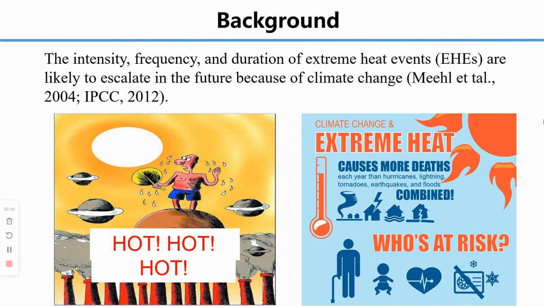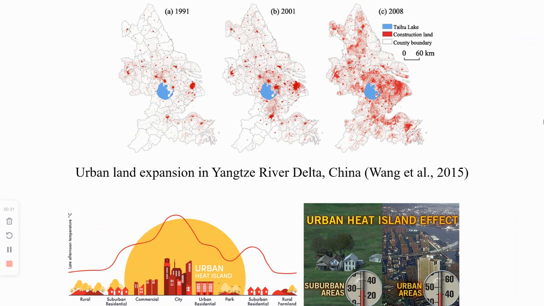There is growing evidence that the intensity, frequency, and duration of extreme heat events are likely to increase in the future because of global warming. At the same time, China has experienced rapid economic development and a rapid increase of urban population and urban land areas. So this figure shows urban land expansion in Yangtze River Delta in the past. So urbanization caused significant increase of urban heat island effect.